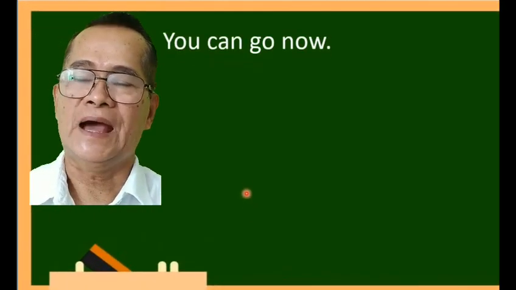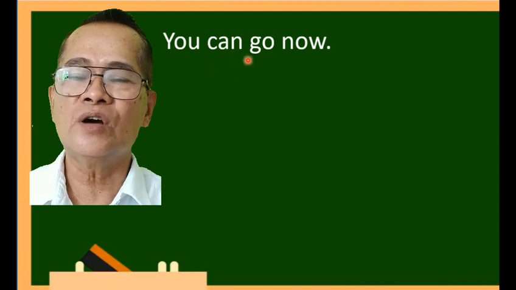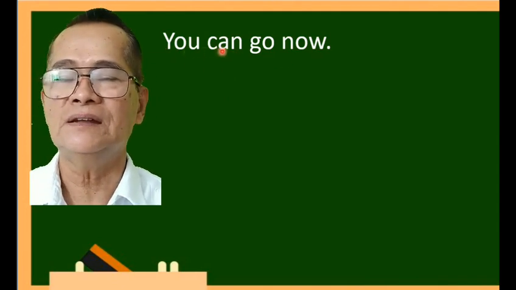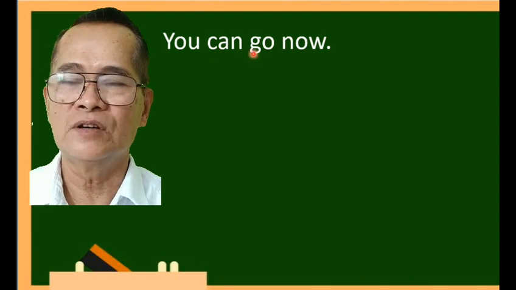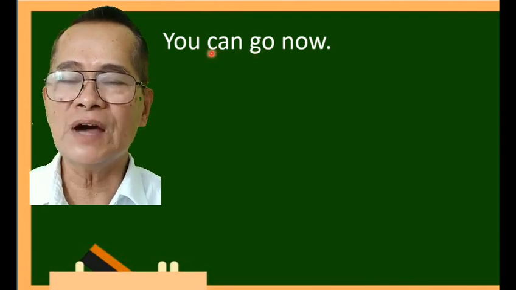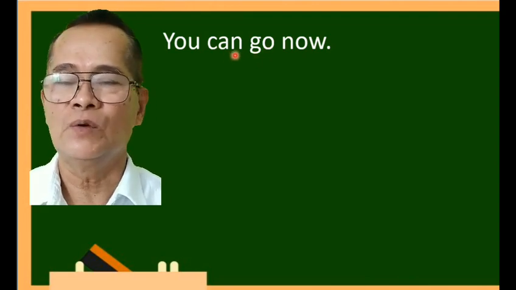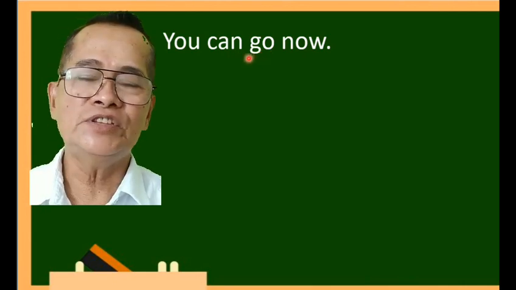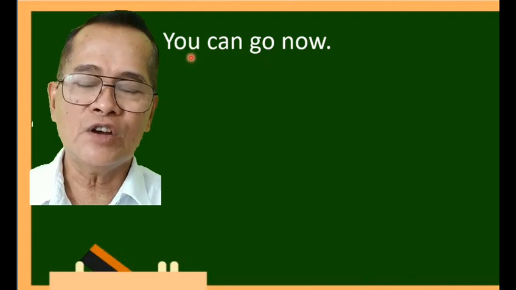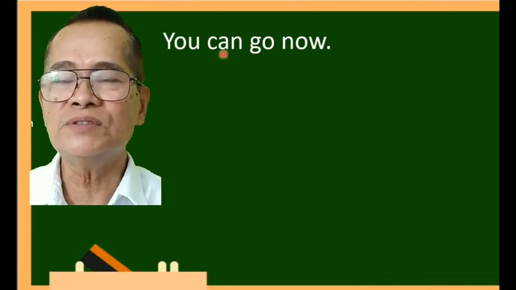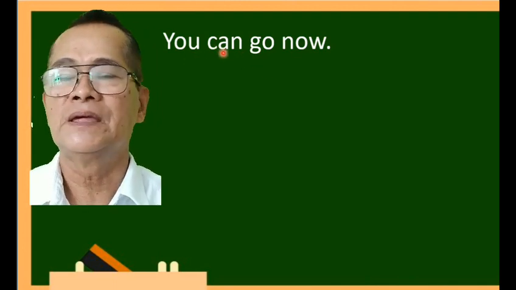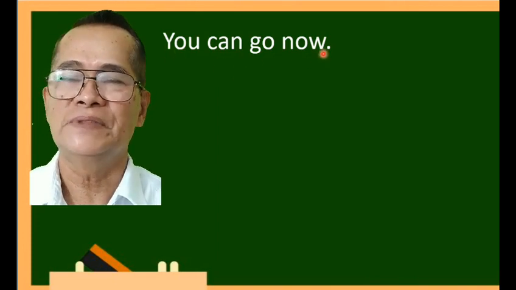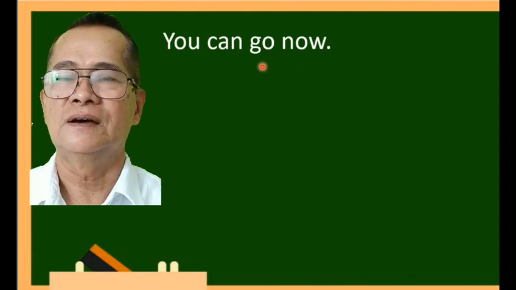Next, another example. You can go now. Our subject here is you, followed with the modal can, and then followed with the main verb go. Remember, the modal is always partnered with the main verb go. Kasi if you are going to write a sentence without the modal, without the word can, the idea is changed. It becomes like this. You go now. It becomes a command.